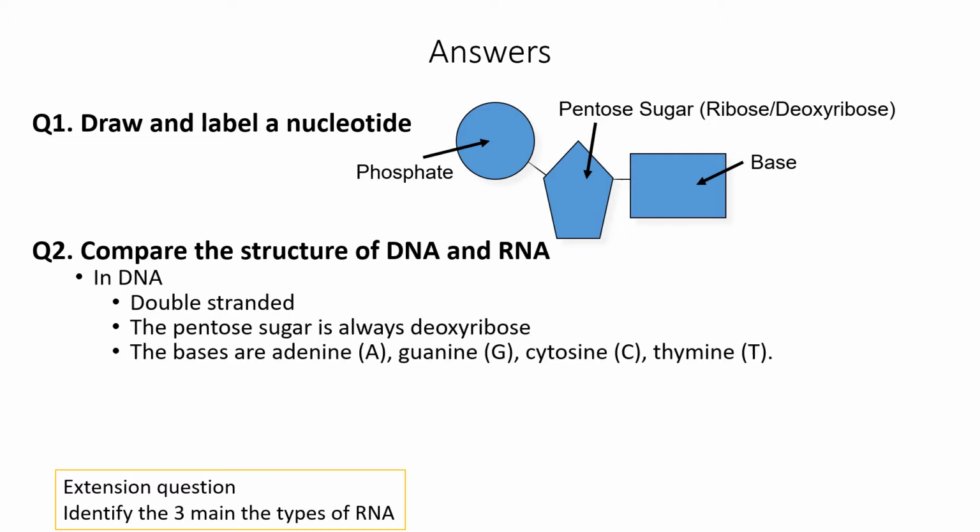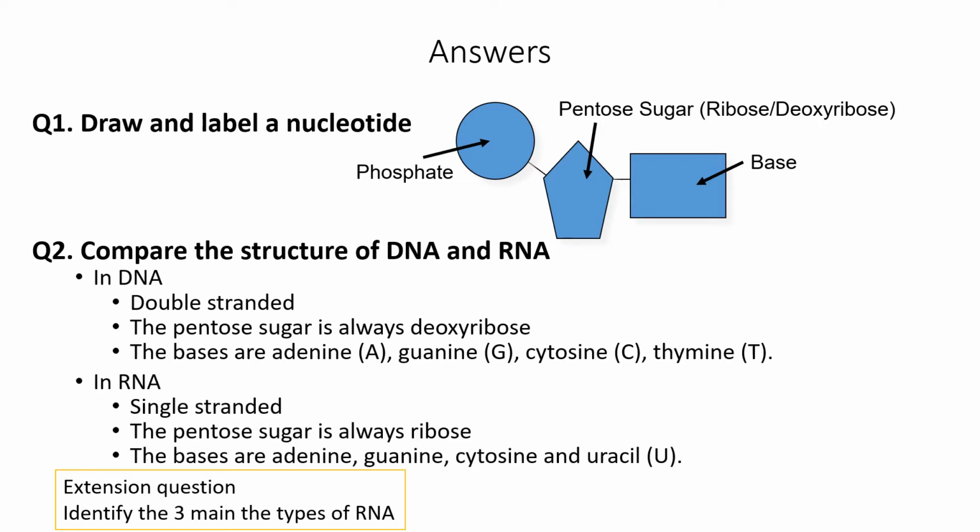In terms of DNA and RNA, DNA is double-stranded. It has a pentose sugar of deoxyribose and the bases are A, G, C, and T. You don't have to use the full names, the letters are absolutely fine. And with RNA, it is single-stranded. We have a ribose sugar and we have the same as in DNA, A, G, and C, but we have uracil instead of thymine, so U instead of T.